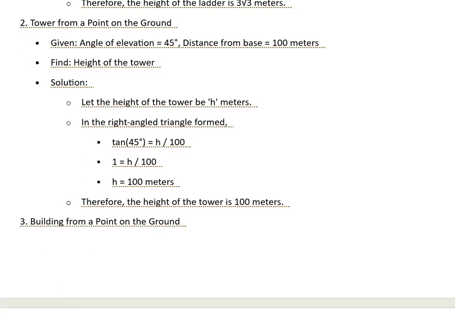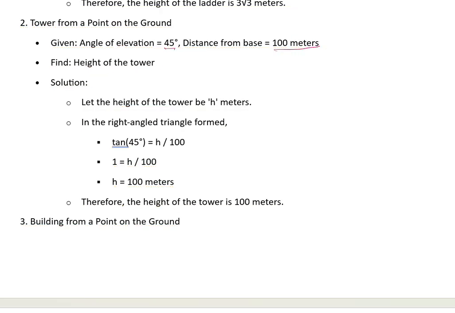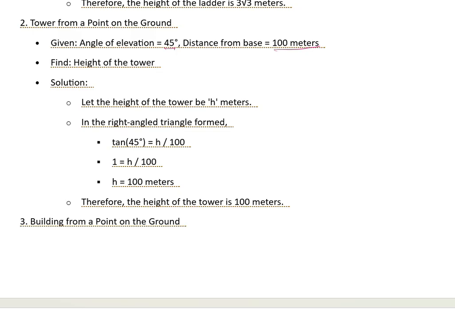Let us move to question number 2. A tower, from a point on the ground, the angle of elevation is 45 degrees. The distance from the base is 100. Find the height of the tower. Same kind of question. Let the height be h.